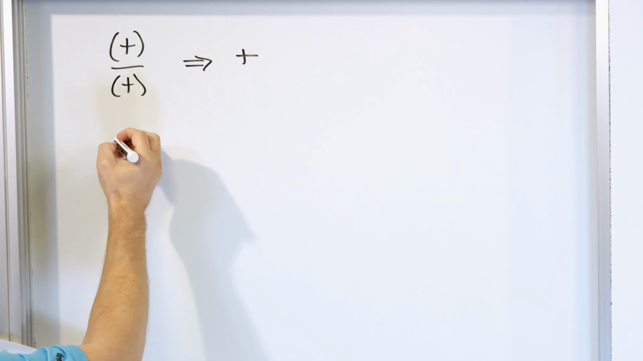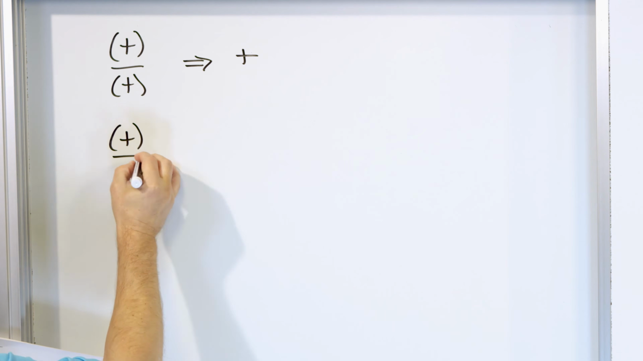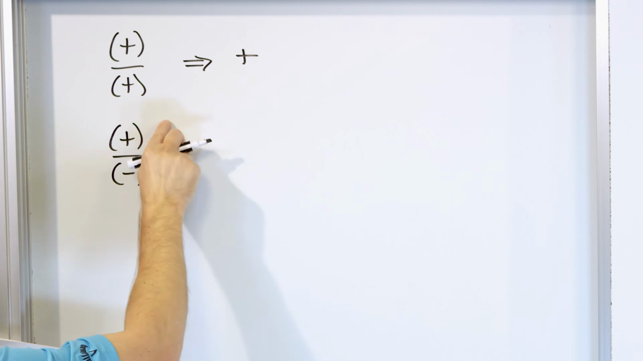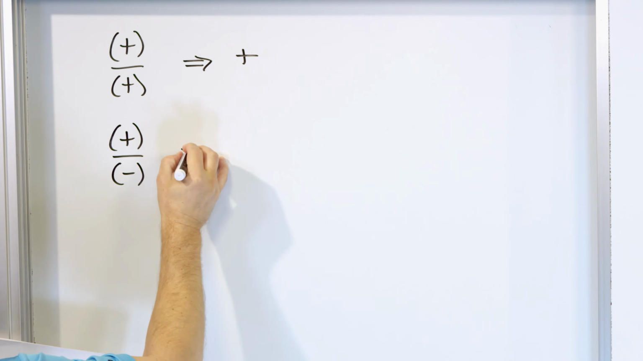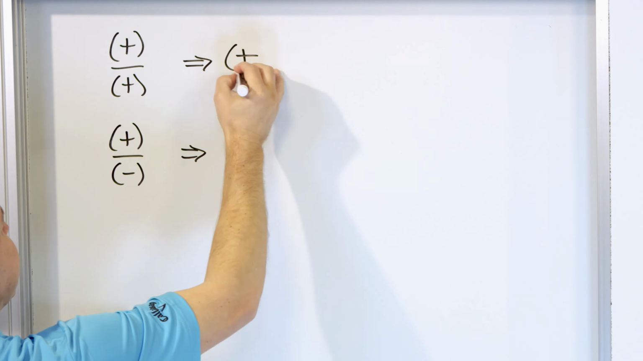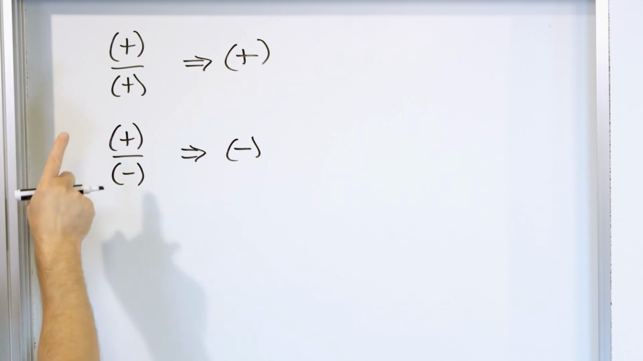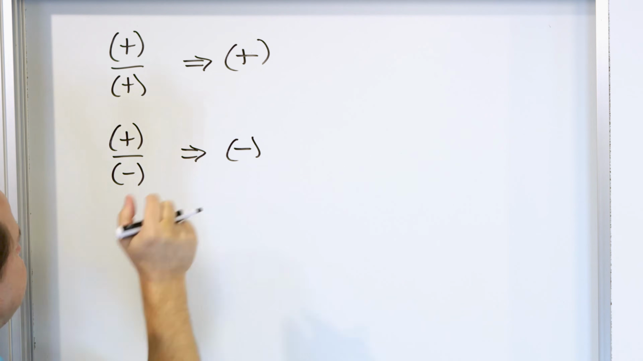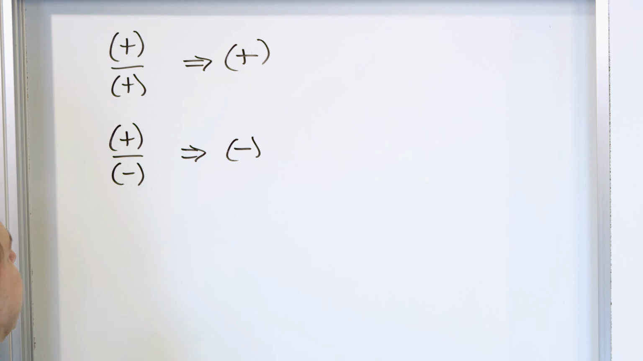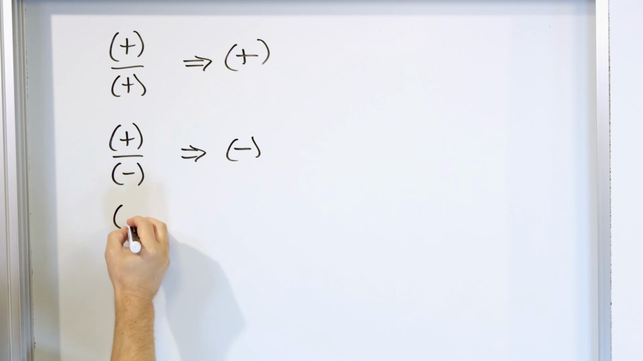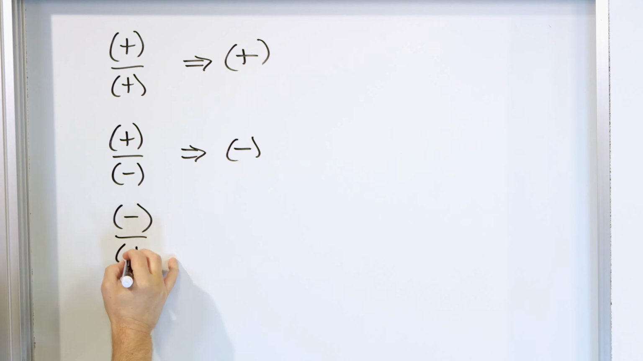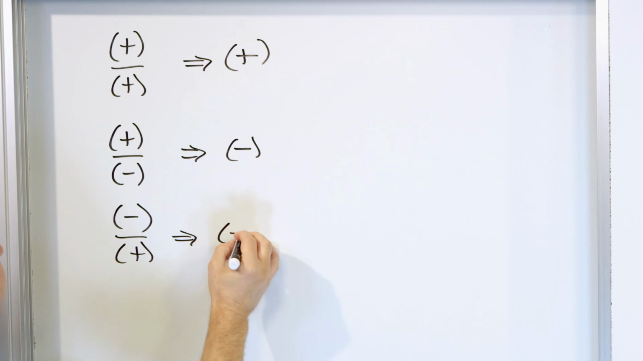The next rule is, what if we have a positive divided by some negative number? So the signs are different. Positive divided by negative, that is going to give us a negative answer, right? So just like in multiplication, positive times negative gives us negative. Here, positive divided by negative gives us negative. The reverse is also true. If it's negative divided by positive, we still get a negative answer, right?